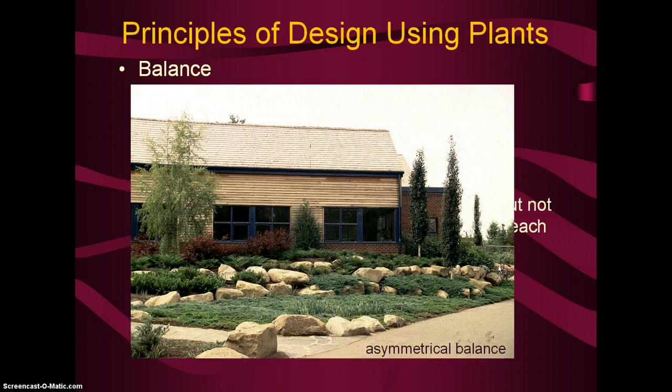So here's a good example, you could say, of a balanced landscape where you have a fairly large tree over here, and then a couple of smaller, narrow trees on this side. Basically that's not the same, but there is kind of a balance, so it's an asymmetrical balance from one side to the other.